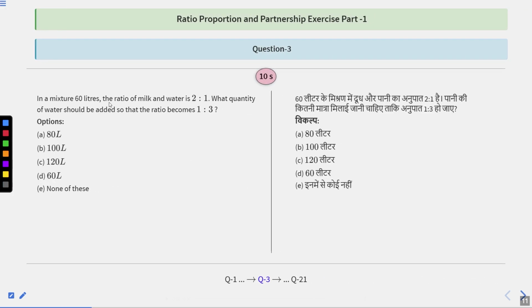In a mixture of 60 liters, the ratio of milk and water is 2:1. What quantity of water should be added so that the ratio becomes 1:3? You have 5 options and 10 seconds to analyze the question. Your time starts now. Now time's up. Let's see the solution.